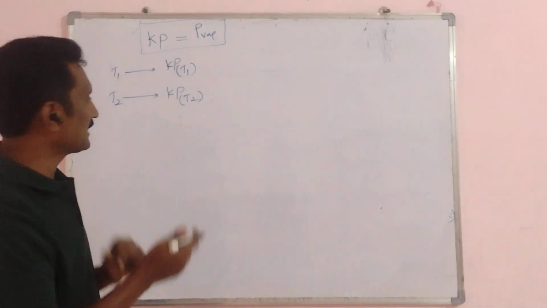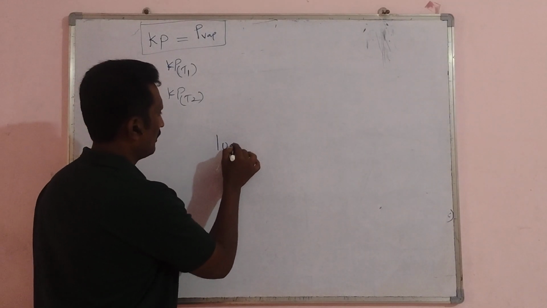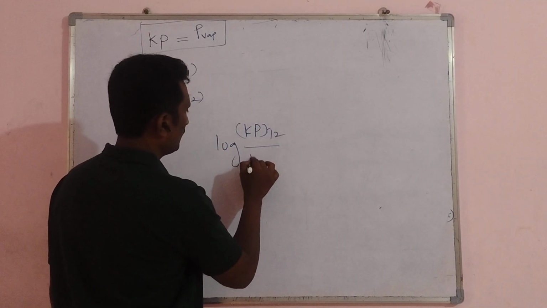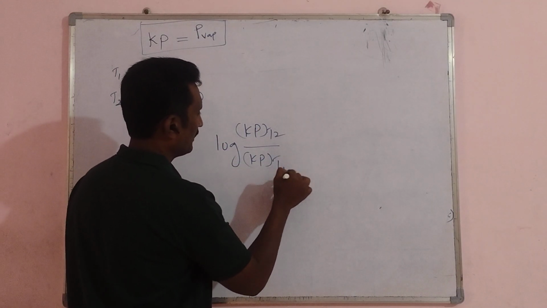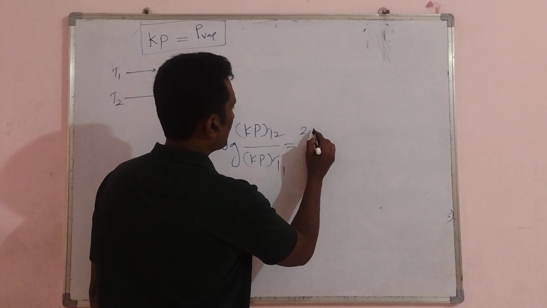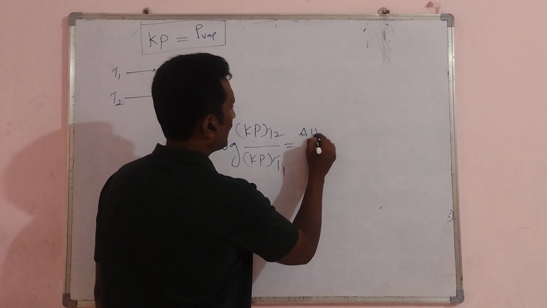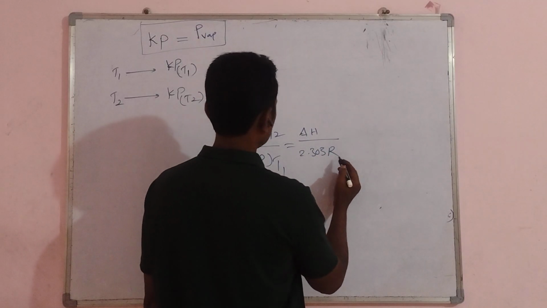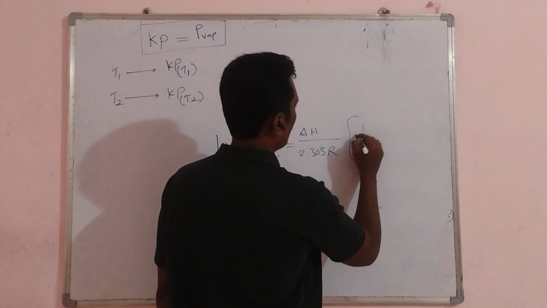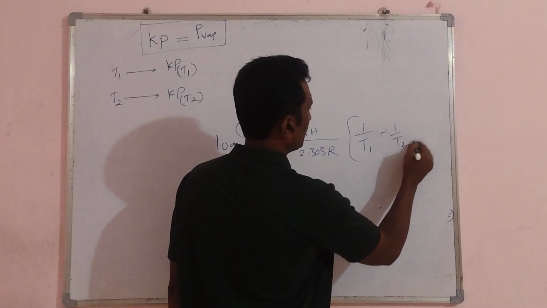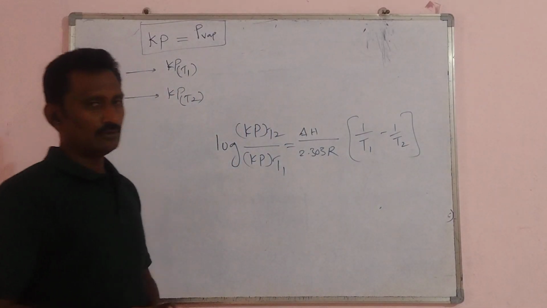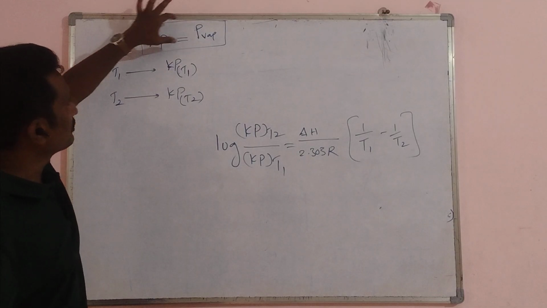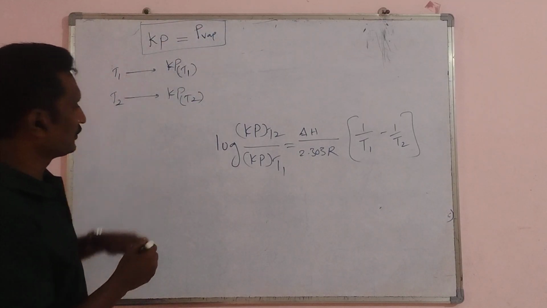Then the comparison equation is log Kp at T2 by Kp at T1 is equal to delta H divided by 2.303 R into (1 by T1 minus 1 by T2). This is the equation. Generally, Kp, the pressure constant, is equal to what? The vapor. Look at it through this.